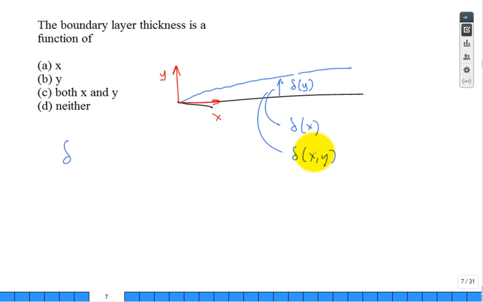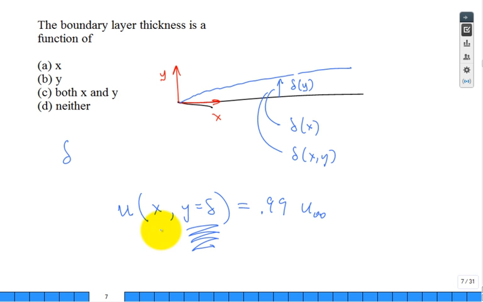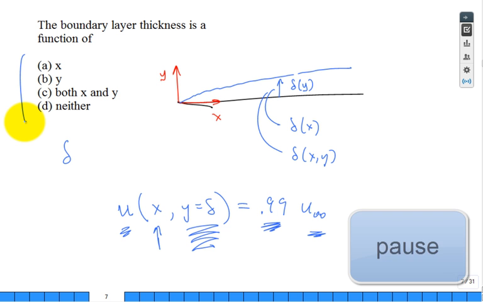Well, what was the definition again? Well, the definition is we want to know for a given x where y is equal to the boundary layer thickness, it's 99% of u infinity. How far out do I need to go at a particular x such that the velocity is 99% of the free stream? With that discussion, re-answer the question. The boundary layer thickness, is it a function of x, y, both x, y, or neither?